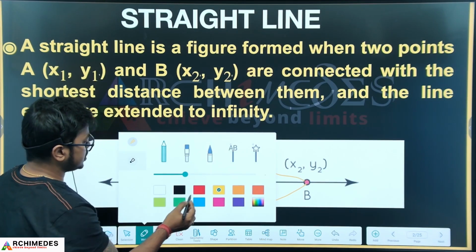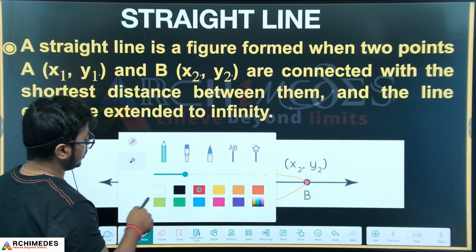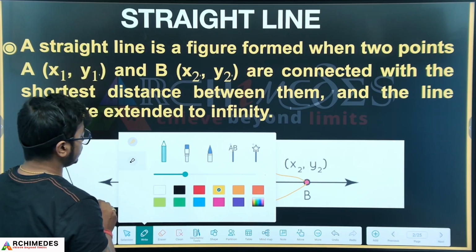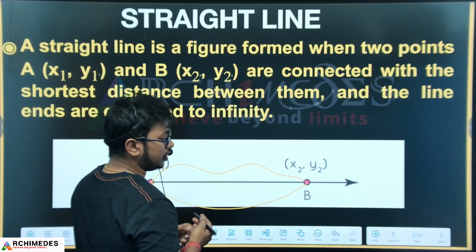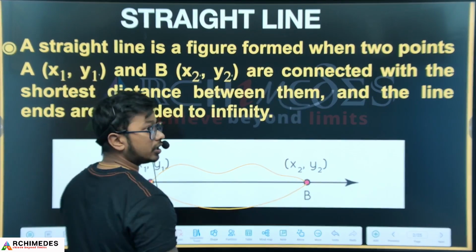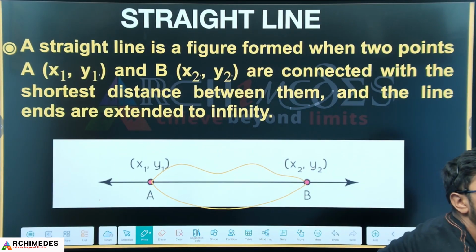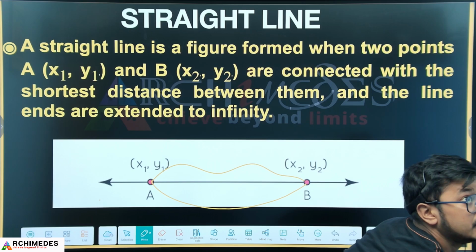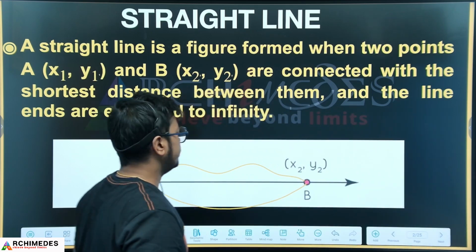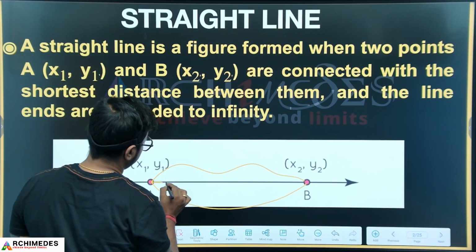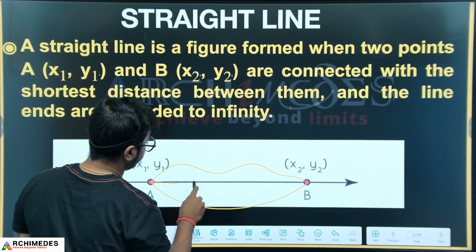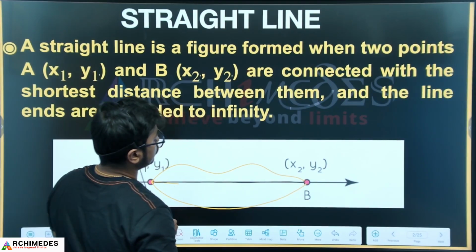Clear? So how do we join these 2 points so that the distance will be minimum? When you join them with this line, the straight line, the distance will be minimum. So this figure is one.